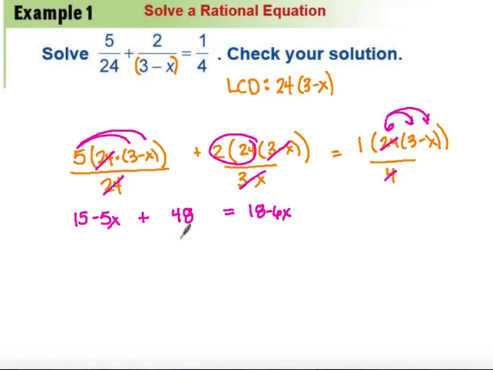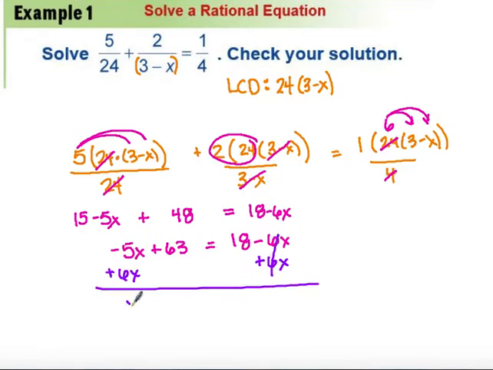All right, so now I'm going to combine my like terms. On the left-hand side, I'll have negative 5x plus 15 plus 48 is 63. On the right-hand side, I have nothing to combine. So once everything is simplified, I'm going to go ahead and begin my solving process. So I'll add 6x to both sides, and then I'll subtract both sides by 63. That's going to give me 18 is equal to negative 45.